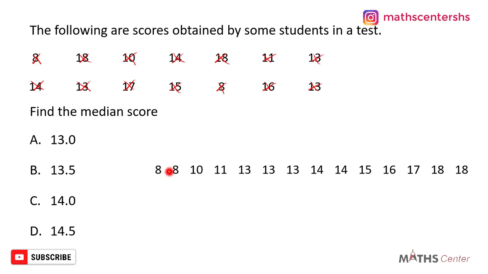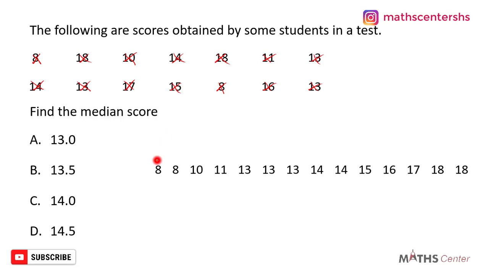Now you can see that in total we have 1, 2, 3, 4, 5, 6, 7, 8, 9, 10, 11, 12, 13, 14. We have 14 scores in total. The median score will be the middle score. The number of scores we have here is 14.